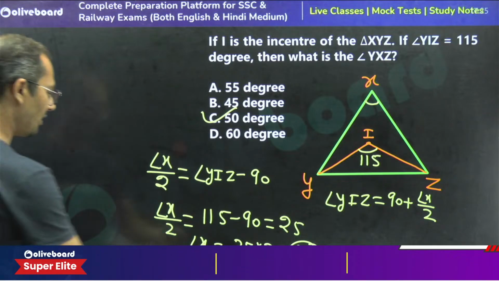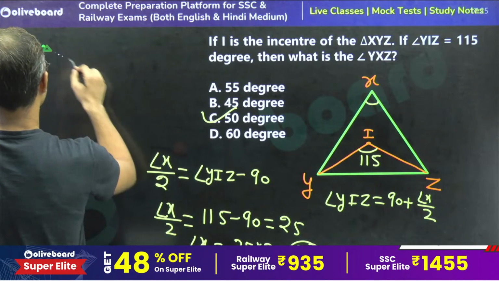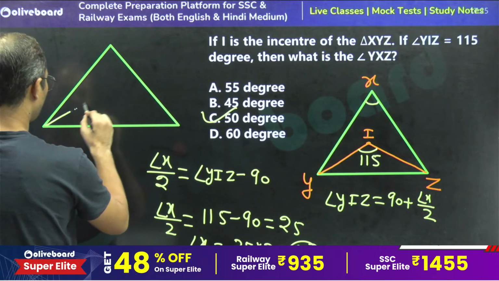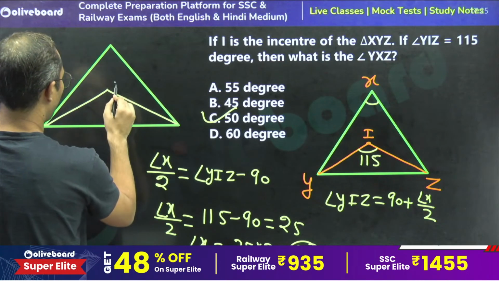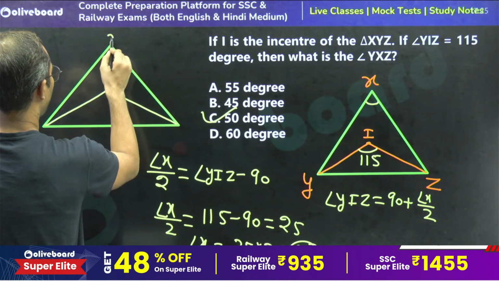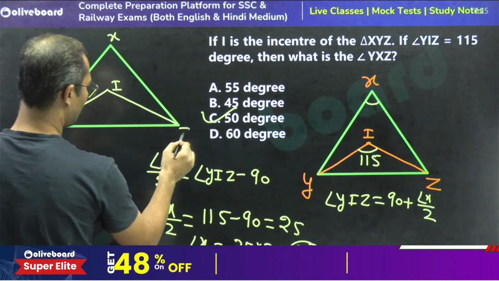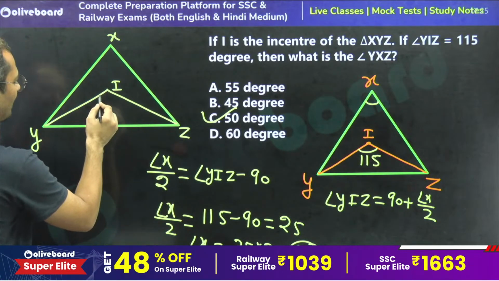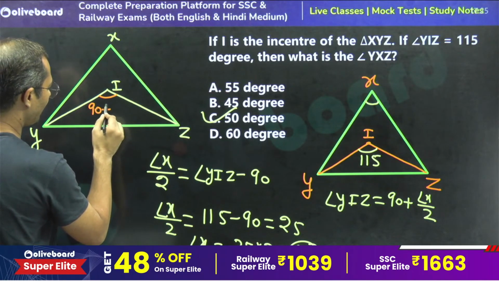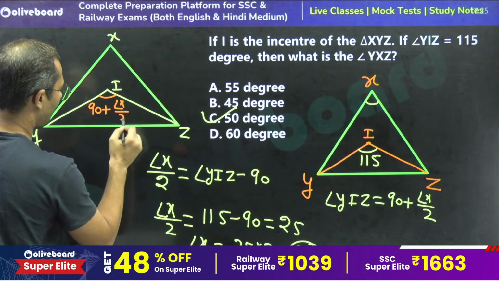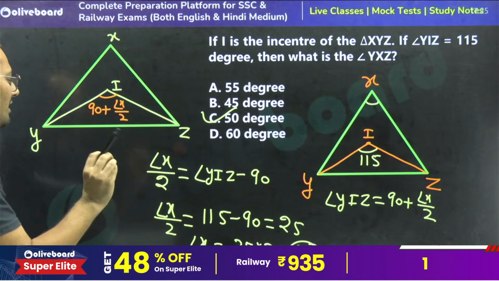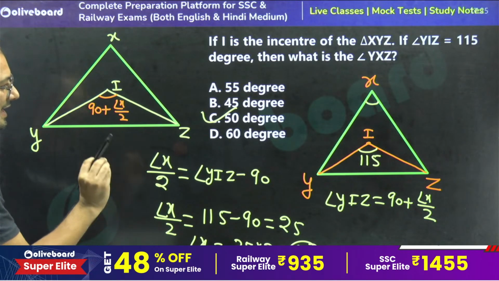Yes, we all know that the angle made at the incenter, I is the incenter, and this is X, Y and Z, right? So the angle made at the incenter is always equal to 90 plus half of the opposite angle. If we remember this, we can directly say the answer.